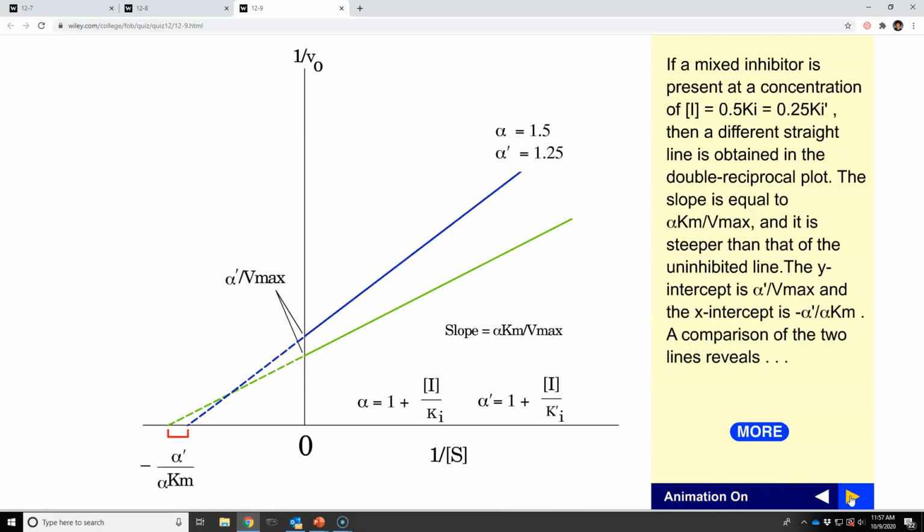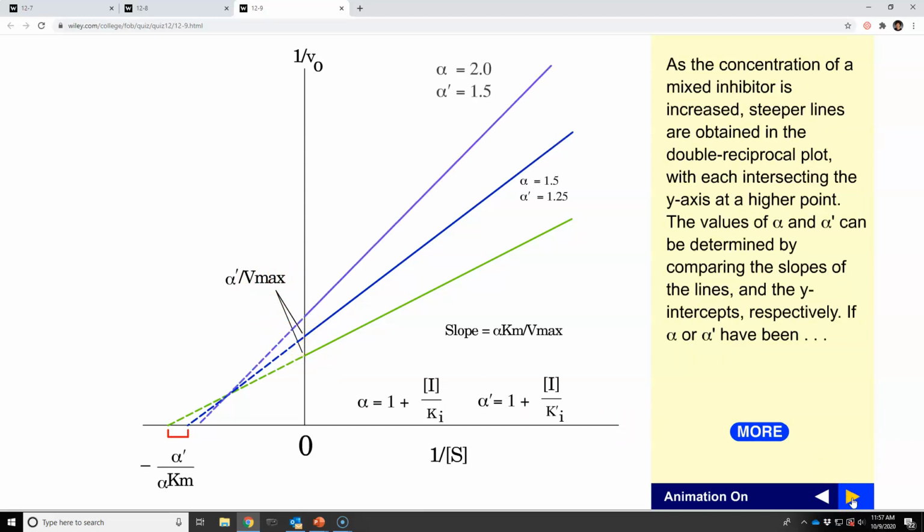Now if we add some inhibitor, and here this is an example where alpha is greater than alpha primed, in that case, this is the appearance of the graph. The lines will cross above the x-axis. You'll have a smaller negative number for the x-intercept. So because Km is in the denominator, that means that Km increases. And our y-intercept is higher, indicating that the Vmax has decreased.